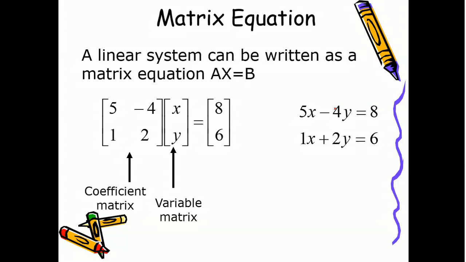Then x and y is going to be your variable matrix. So basically, if I would multiply these two together, I would get this back out. And then 8 and 6 is your constant matrix, or you could even call that your answer matrix if you want to call it that way. So we need to be able to write these as matrix equations. That's the very first step.